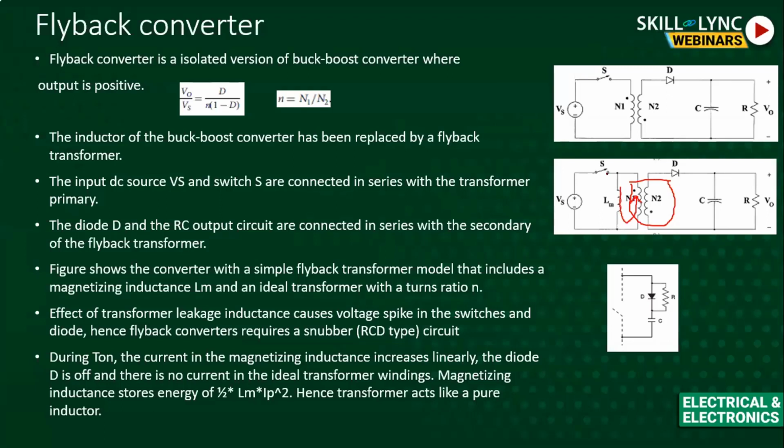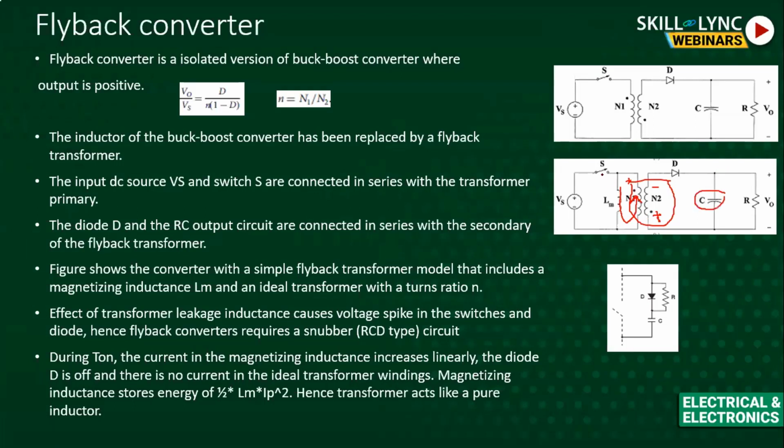In the beginning, when the transistor is on, this dot terminal is positive, and this is the positive terminal. So similarly, this will be positive, and this will be negative. This diode will be in off condition. It will not be forward biased. So there is no output available, or the output is carried by capacitor C.